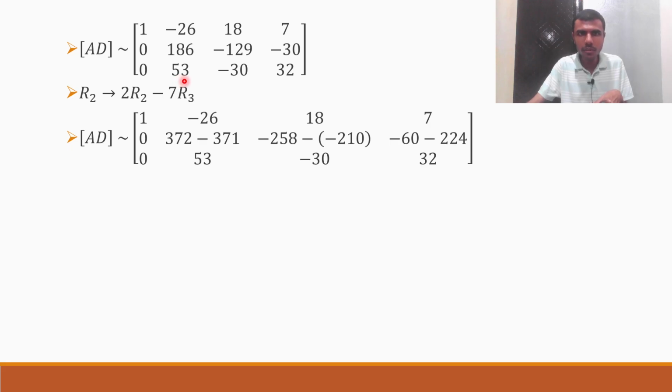Minus 7 into R3 is 371. Fine. Minus 129. 2 into R2, that means minus 258. Minus 7 into minus 30, that means minus 210. Now next, 2R2: 2 into minus 30 is minus 60, minus 7 into 32 is 224. So minus 60 minus 224.